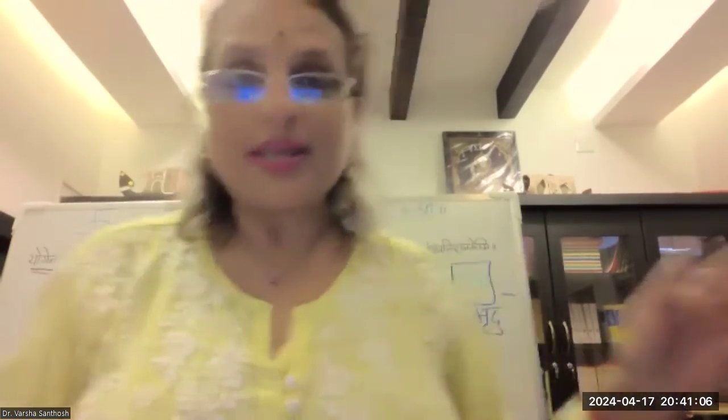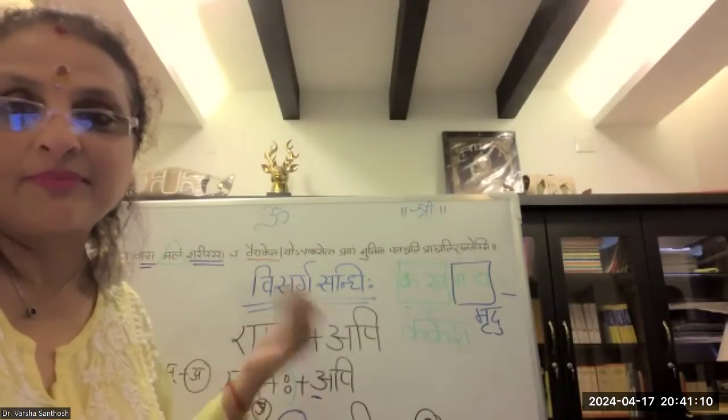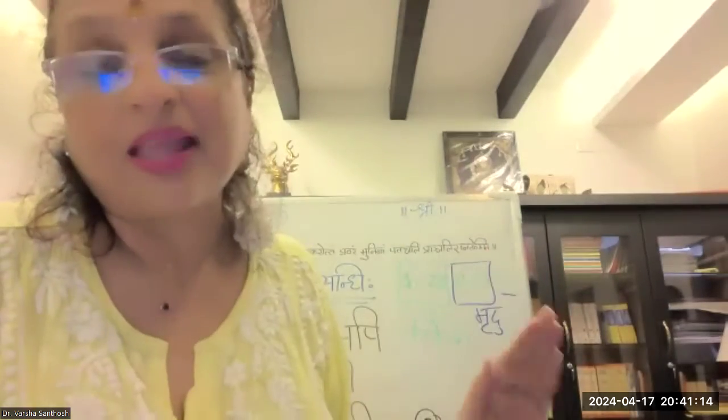Okay. So now what is there before the Visarga? It's a Hrasva letter, A. So Visarga should be preceded by A. This is rule number 1. Visarga is preceded by A. Correct. Before Visarga, there is A. Is this part clear? Yes.